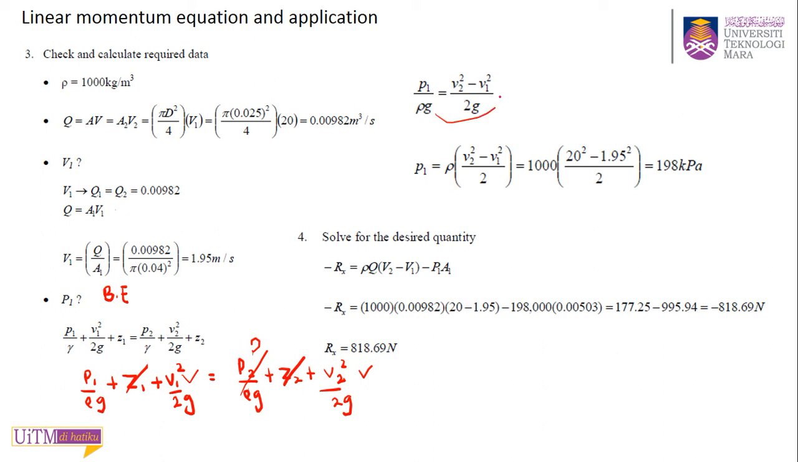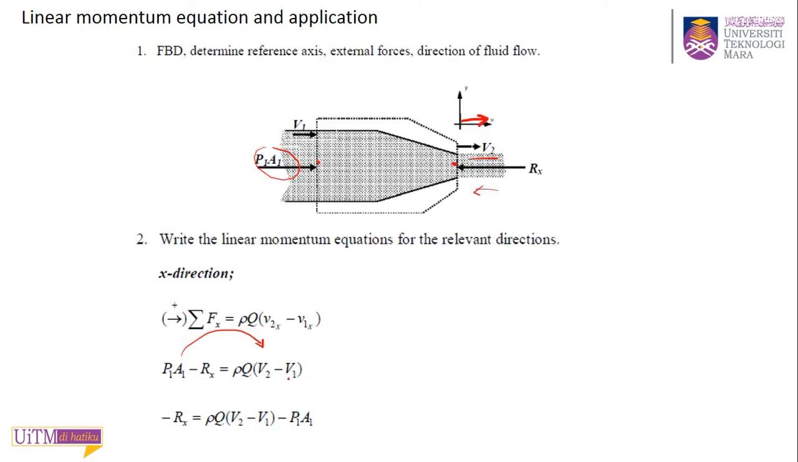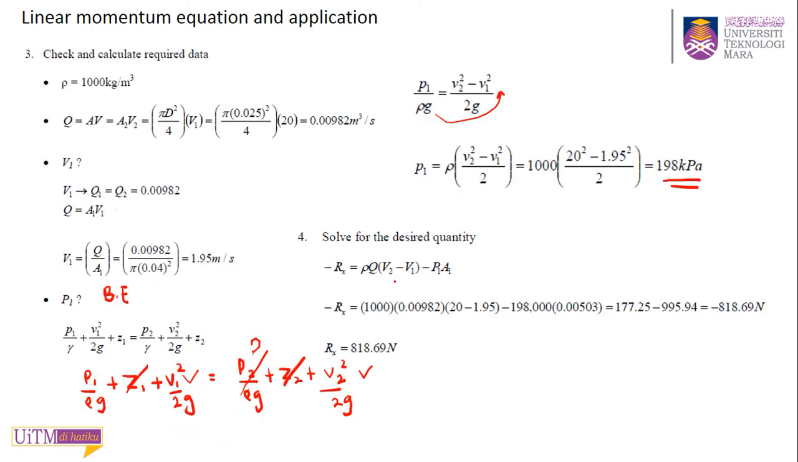times rho g, bring this to the side. So you will get your P1 equal to 198 kilopascal. When you get this, you can put it back into your linear momentum equation here, in the x direction. You have the value for P1, your rho, your Q, your V, your P, your A, then you can solve your linear momentum equation to find the Rx. So you will get your Rx equal to 818.69 Newton.